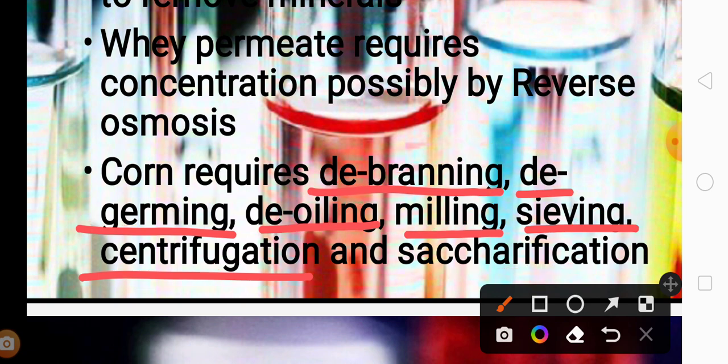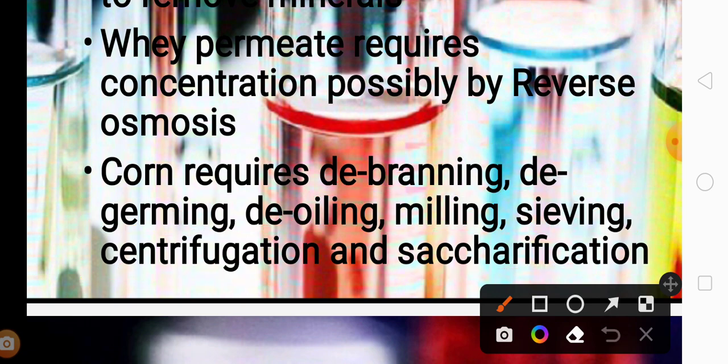I hope every one of you remembers what saccharification is. We have discussed it when we were studying the production of ethanol. Saccharification is the breakdown of starch into simple reducing sugars. Okay, and why do we need saccharification? Because corn doesn't have amylase, hence it cannot break down starch into simpler compounds.